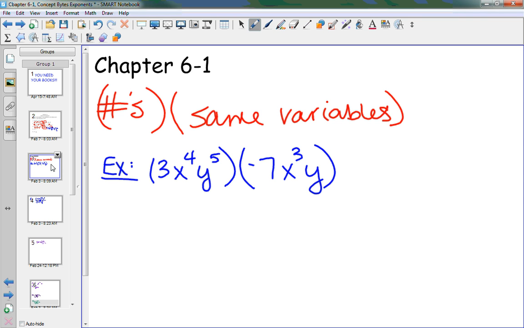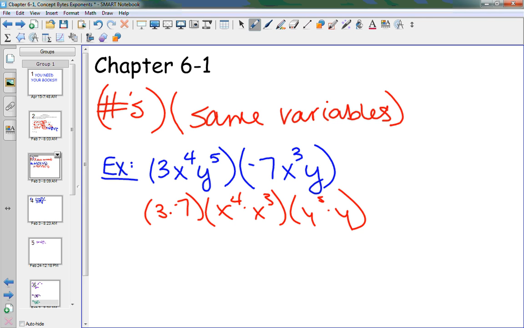Now, do I have any exponents outside of the parentheses? No, I do not. So therefore, how are all of those things attached? By multiplication. So since they're all attached by multiplication, what can I do? I can simply rearrange them and put 3 times negative 7, x to the 4th times x cubed, and y to the 5th times y. That's totally legal. All I do is I rearrange them. It's like you're sorting out your piggy bank. You take out all the nickels, dimes, and quarters, and you put them in piles.